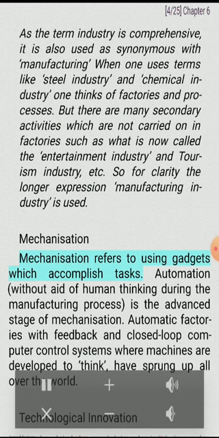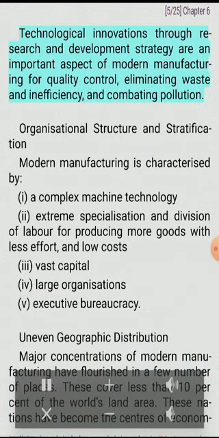Mechanization. Mechanization refers to using gadgets which accomplish tasks. Automation, without aid of human thinking during the manufacturing process, is the advanced stage of mechanization. Automatic factories with feedback and closed-loop computer control systems where machines are developed to think have sprung up all over the world. Technological innovation. Technological innovations through research and development strategy are an important aspect of modern manufacturing for quality control, eliminating waste and inefficiency, and combating pollution.